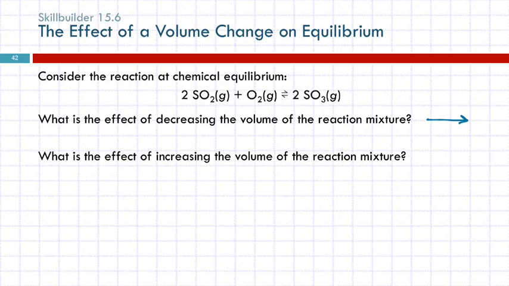If we increase the volume, that decreases the pressure. The system tries to replace the pressure by making more particles, so it'll shift to the left. Does that make sense?